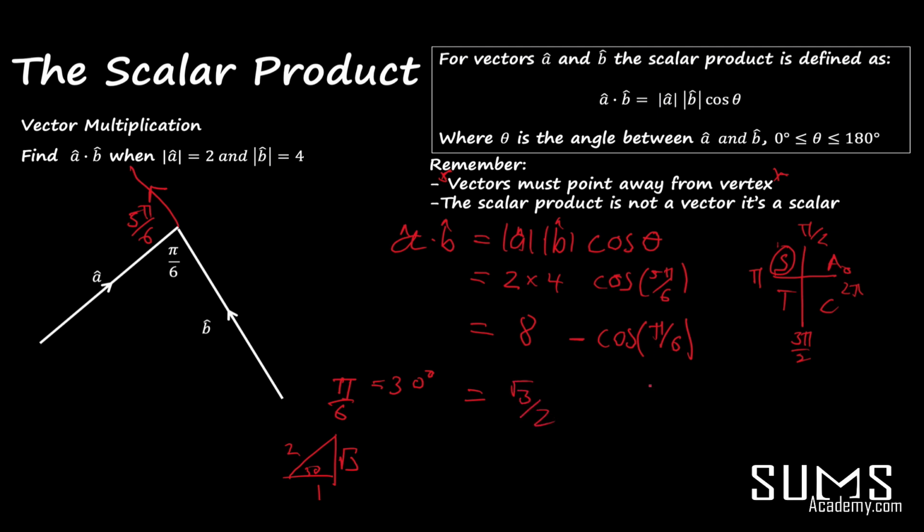I'll substitute that back in, so my final answer is going to be 8 root 3 over 2. And don't forget the negative, so my final answer is going to be negative 4 root 3. Okay, that's another example there.